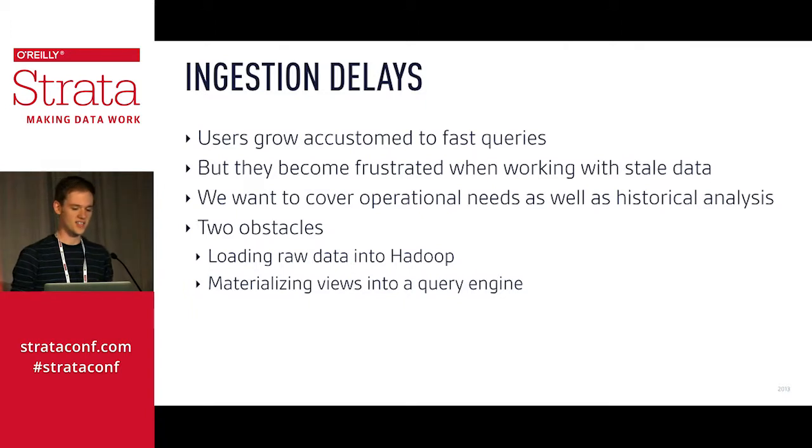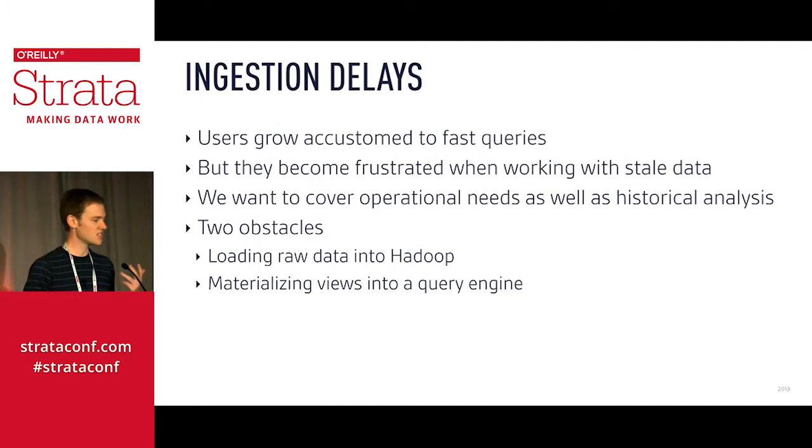So why is this difficult? There's two obstacles essentially to a fast data pipeline. The first one is that we have to load raw data into Hadoop. This may sound trivial, but it's actually very important. Data needs to get into the system as fast as possible. The second issue is once the data is loaded into the system, we have to essentially materialize views into a query engine. That's basically what the Druid indexing process is. Looking at the data that's in Hadoop and loading it into a query engine that can then query it quickly. So let's tackle these one at a time, and hopefully when we've done both, we've solved the problem.